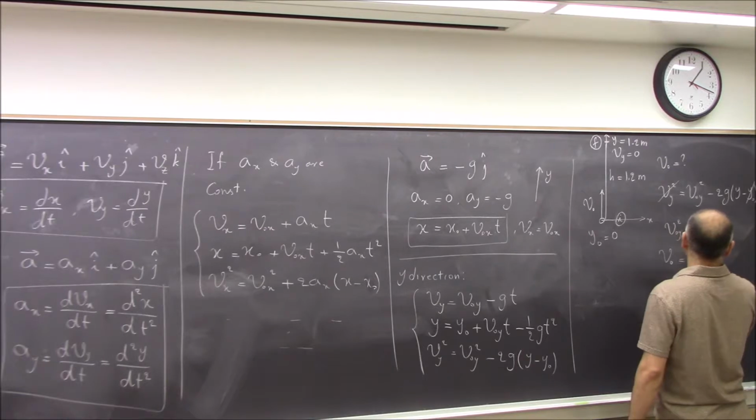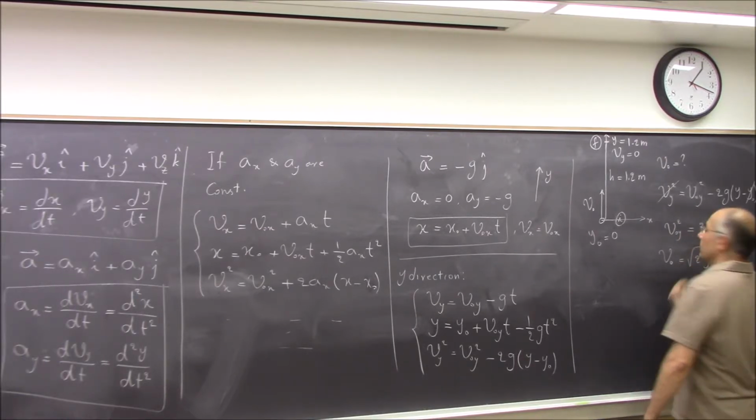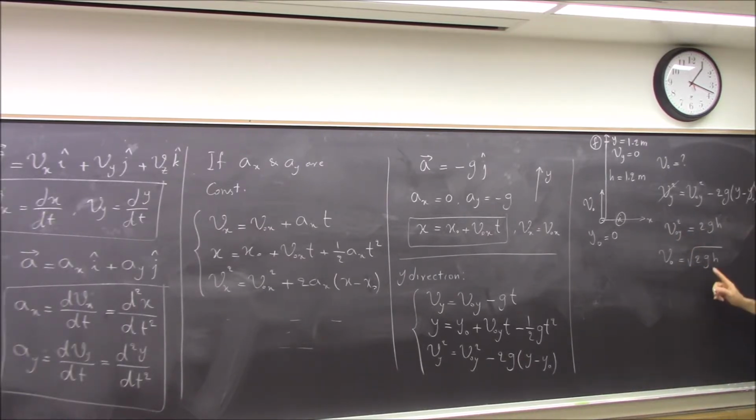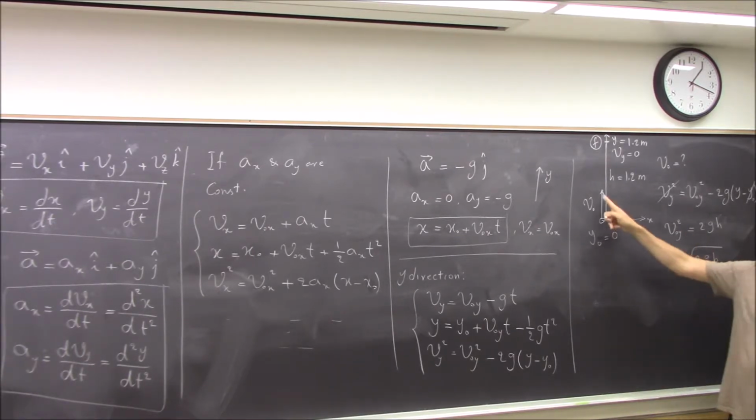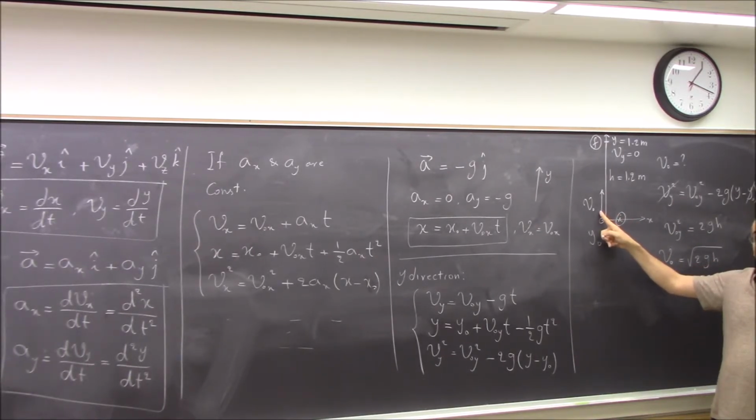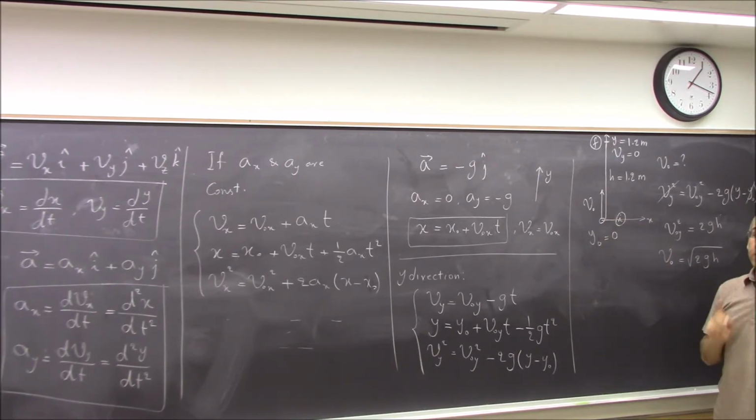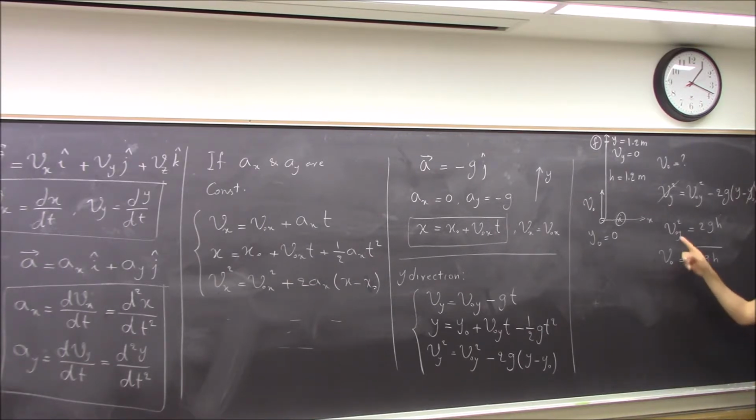V0 is equal to the square root of 2gh. Right? Because V0 is the magnitude of velocity, but because the angle is 90 degrees to the x-axis, it has only one component, Vy. And the component is equal to its magnitude. That's why I put V0y equal to V0 magnitude, equal to the square root of 2gh.